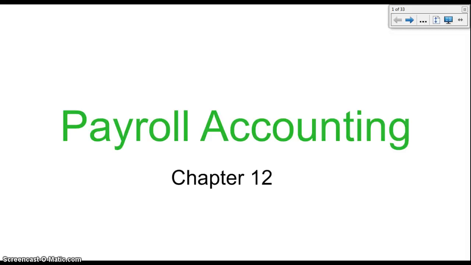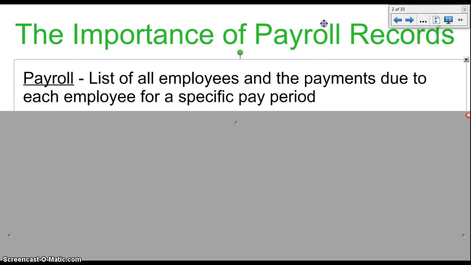So we've been talking about additional activities that an accountant would have to do besides completing the activities of the accounting cycle. Chapter 11, we talked about writing checks, balancing your checkbook, reconciling your bank accounts, and so on. Chapters 12 and 13 deal with payroll. So what is the importance of payroll?